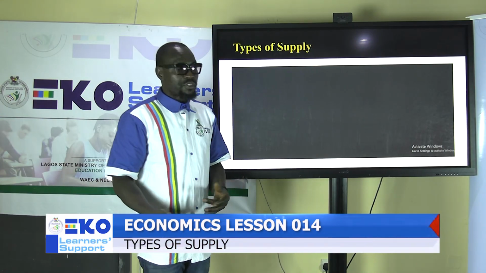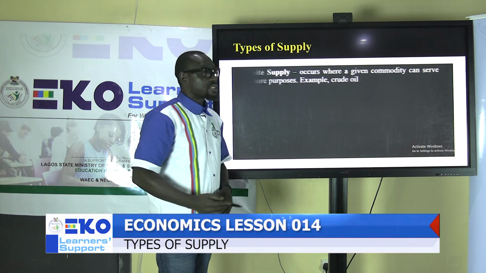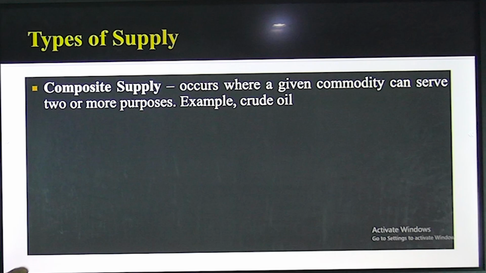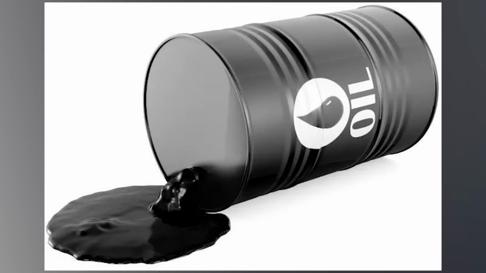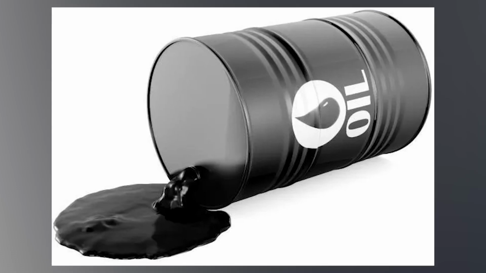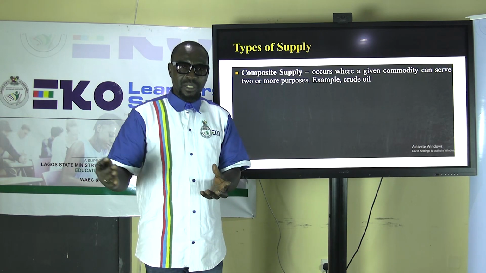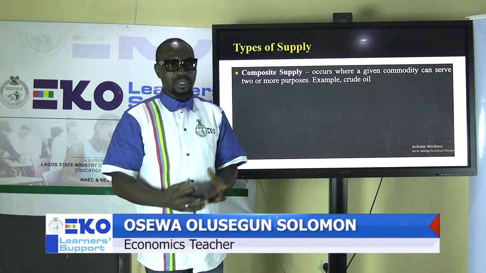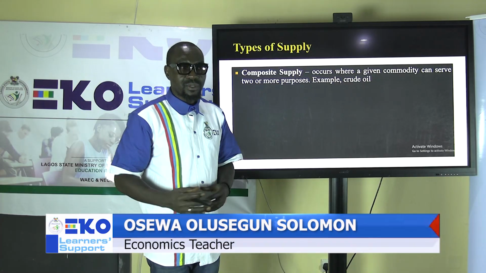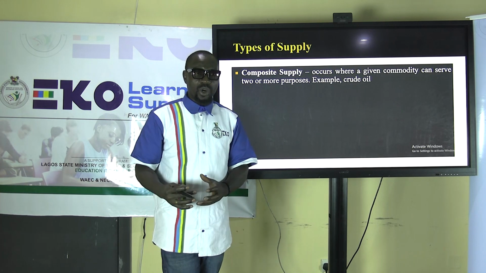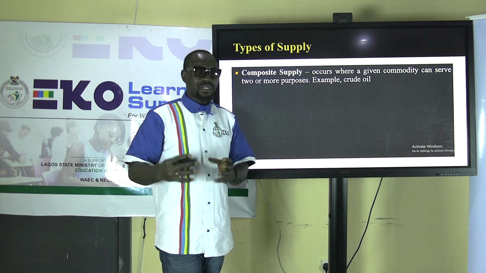So we are looking at types of supply right now, and the first is composite supply. I would say composite supply occurs in a situation where a given commodity can serve two or more purposes. We use crude oil as an example here, where crude oil or petroleum can be used to produce different other downline products: petrol, kerosene, diesel, lubrication oil, and so on. So the supply of crude oil is said to have composite supply.